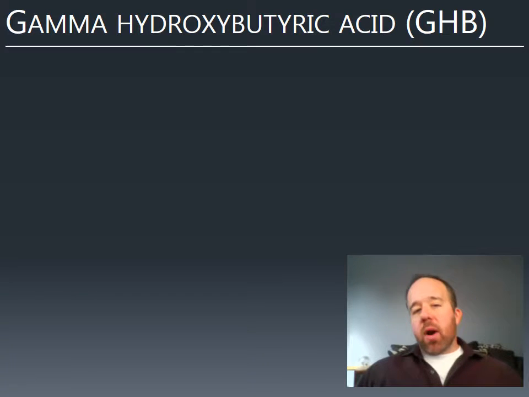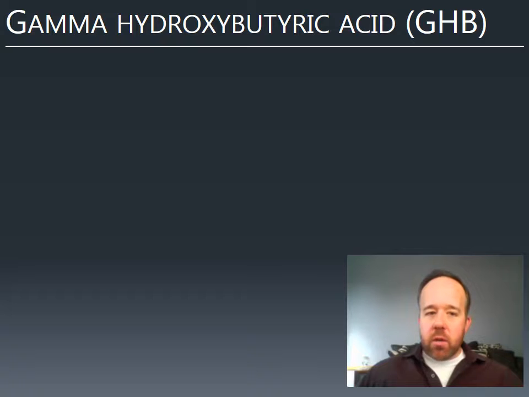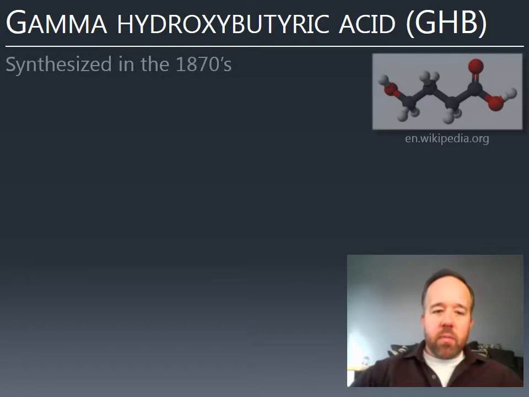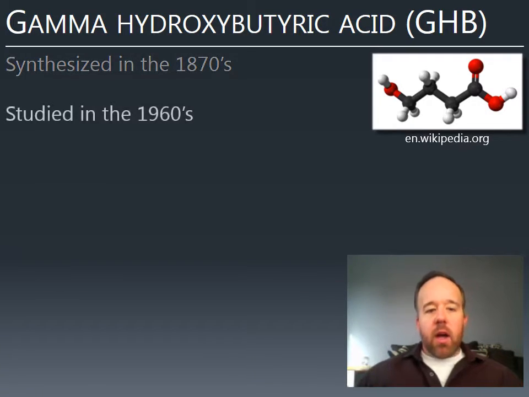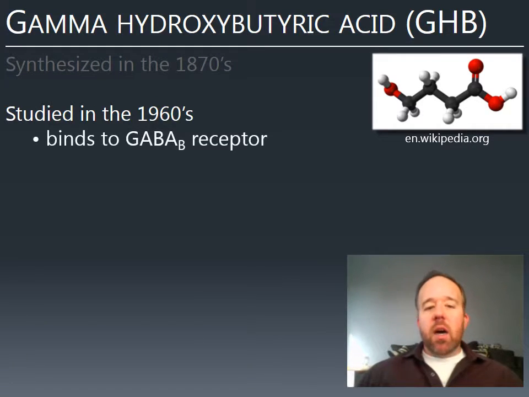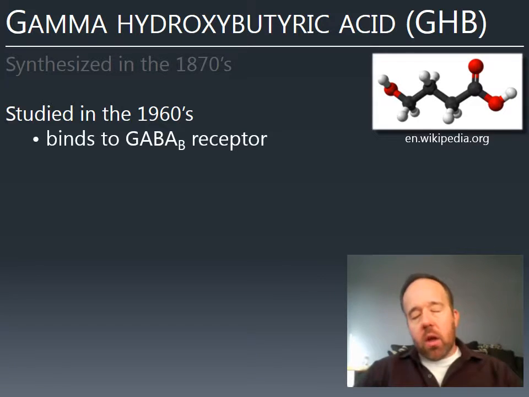Okay, so getting back to depressants, the first one I'll talk about is gamma hydroxybutyric acid, also known as GHB. It was first synthesized in the 1870s, but its psychological effects weren't really appreciated then. It was more of a chemical experiment. But it started to be studied in the 1960s because it binds to the GABA B receptor, the metabotropic GABA receptor that we mentioned last time.